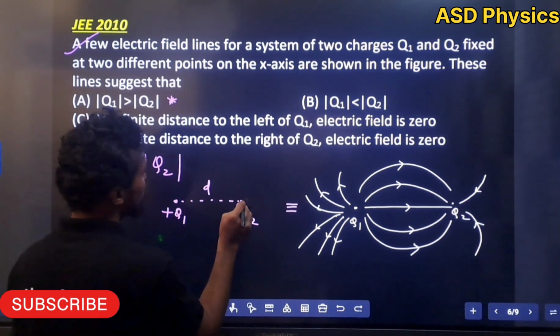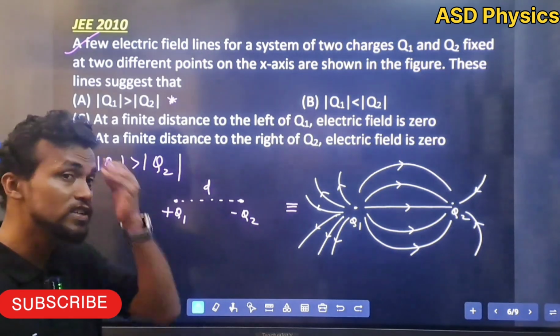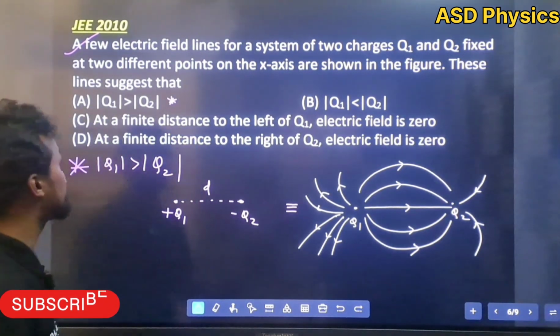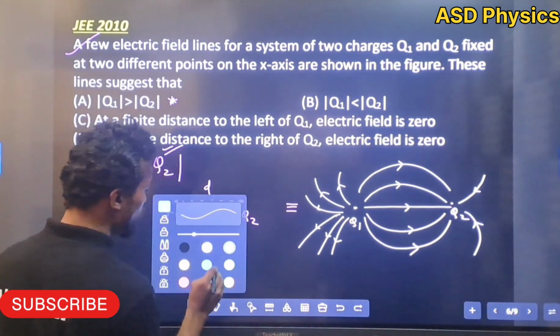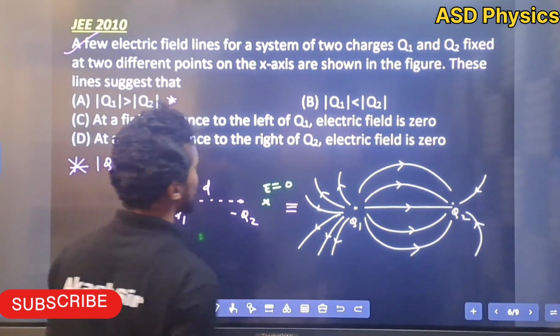In the previous videos, I have told that whenever unlike charges are there, the null point will always exist near the smaller charge. And which charge is the smaller here, students? The smaller charge is Q2. That means the null point will exist somewhere here. At this point only, the electric field will be 0.